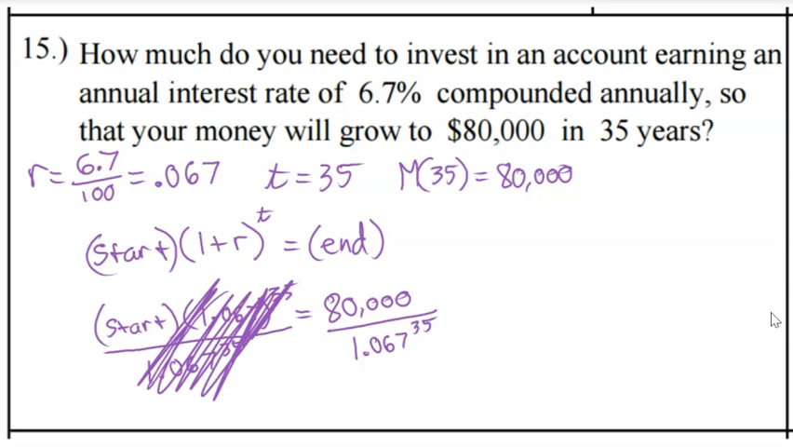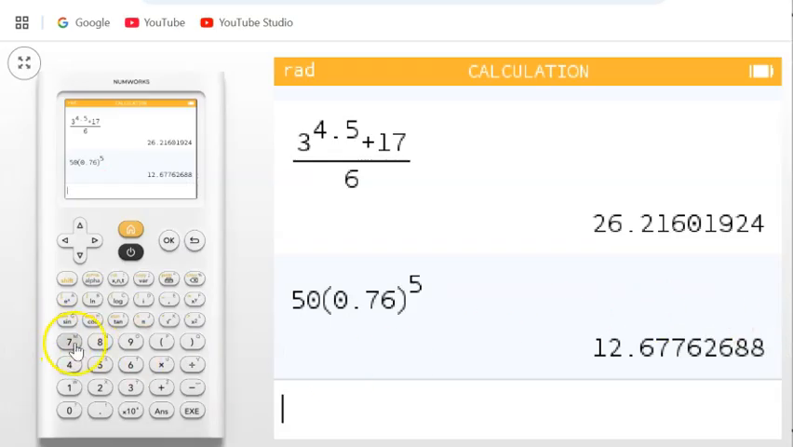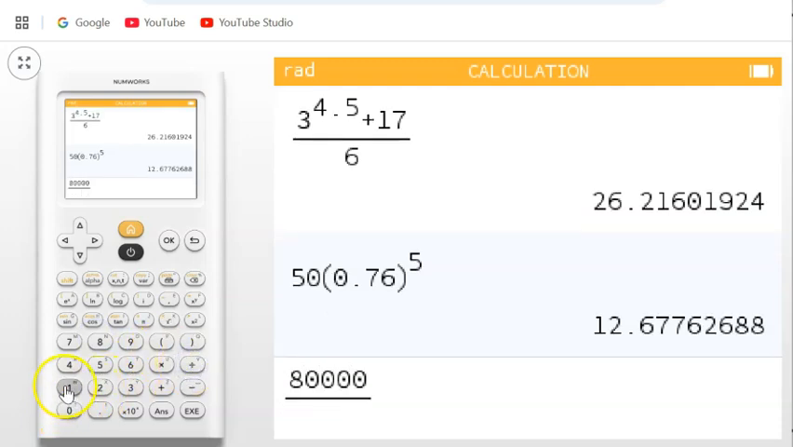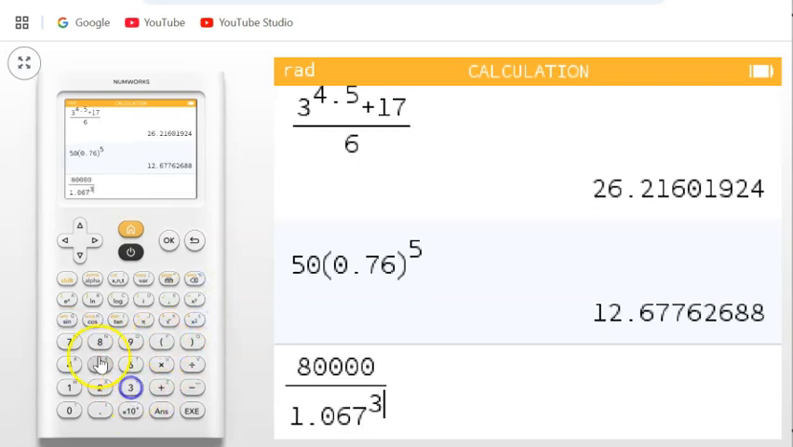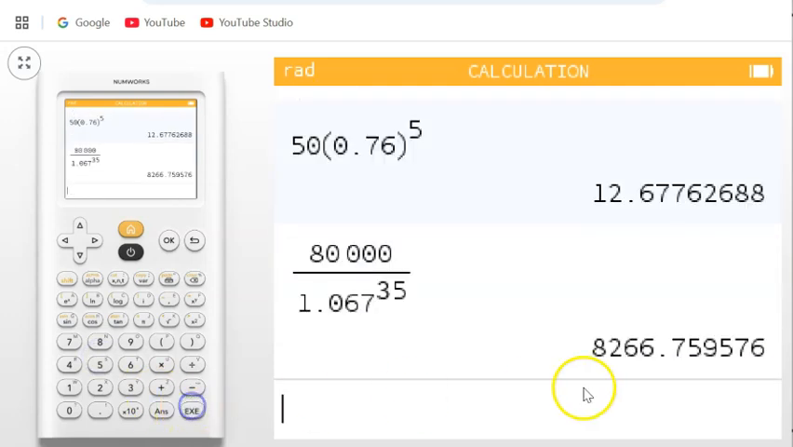which we can do in the calculator. So we can do 80,000 divided by 1.067 to the power of 35. If I press enter, I get 8266 point. Now this is money, so we're going to stop in pennies. We got 0.759. That 59 becomes a 6. So it's 76 cents.